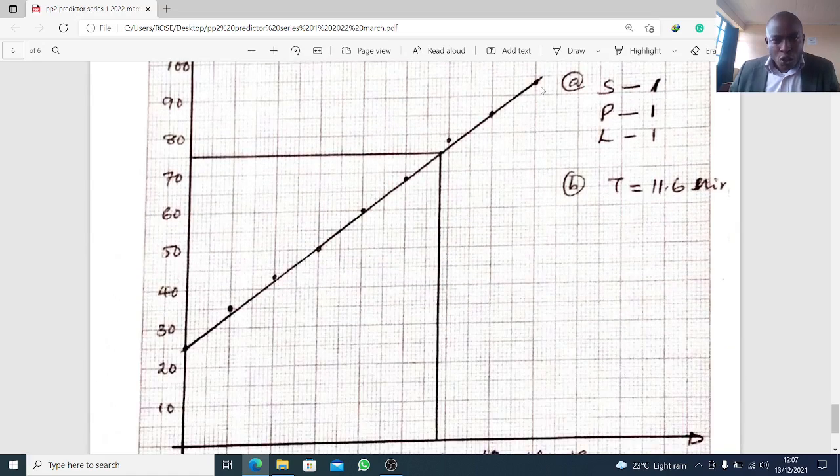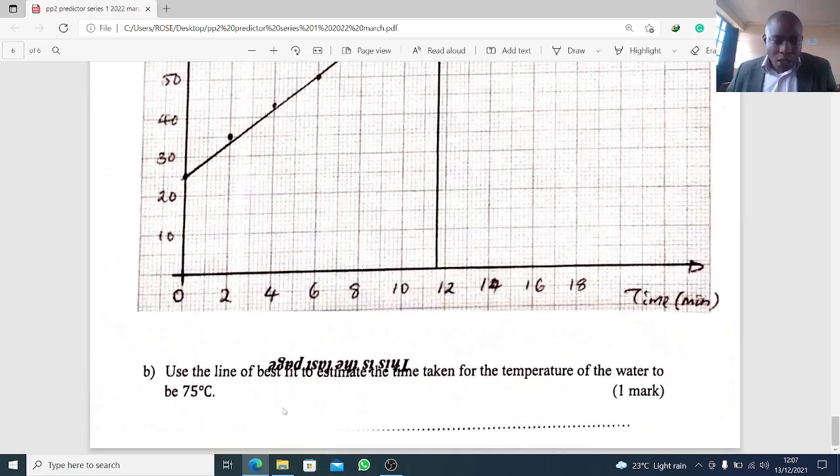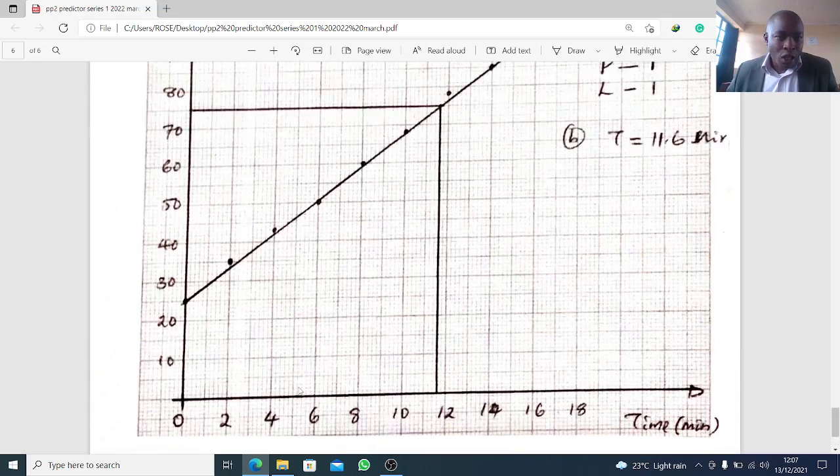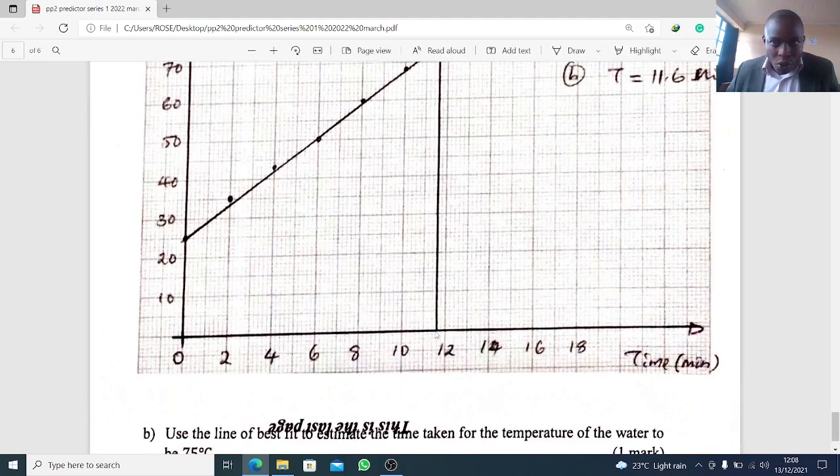After drawing, you see more points that make a straight line. These points are out, 1, 2, 3. Those that are out are 3. Then you see the other ones are many and form a straight line. Then after forming a straight line, part B asks you to use the line of best fit to estimate the time taken for the temperature of the water to be 75 degrees Celsius. You come at 75 degrees Celsius around here, you go across, then you read the value down here, and you read it as 11.6 minutes.